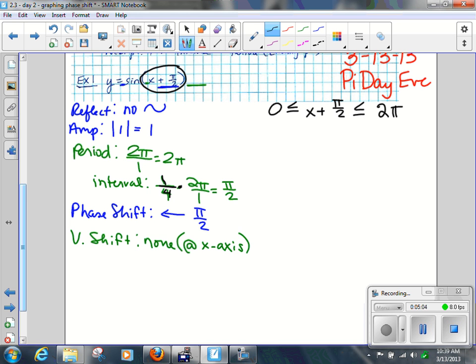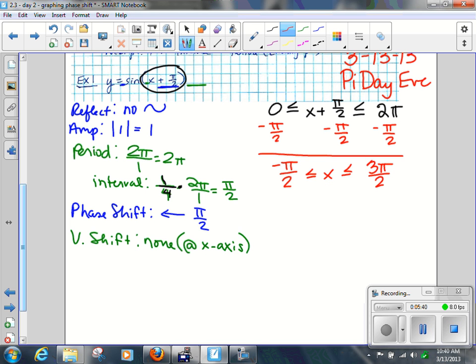Now, compound inequality, this is algebra 2. How are you going to solve this? How do I solve and get x by itself? Subtract pi over 2. And this is where we kind of left off yesterday. What I do to one thing, I have to do to everything. Okay? And that's going to give us negative pi over 2 less than or equal to x less than or equal to, folks, what's 2 minus a half? It's 1 1/2, which when we convert to a fraction, becomes 3 pi over 2.